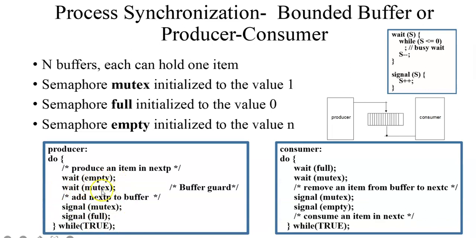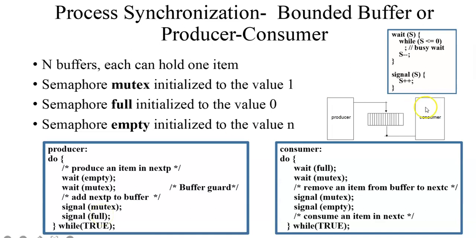It calls wait on mutex. This is to make sure that when it is writing to the buffer, no other producer or consumer process will access the buffer. So the mutex, which is initialized to 1, will become 0. The producer process can write the item to the buffer. Once it's done, it has to signal the mutex so that other processes can access the buffer, and then it calls signal full.